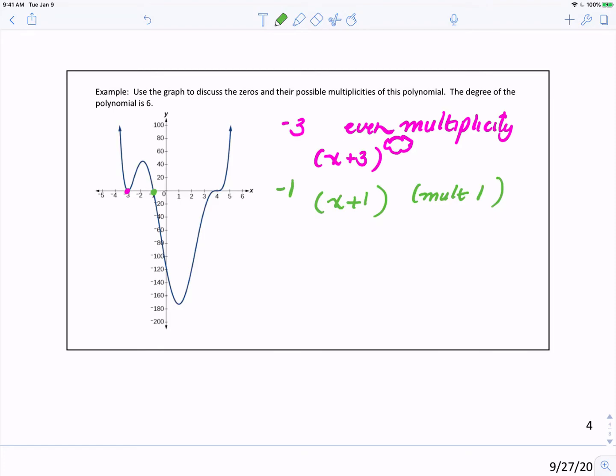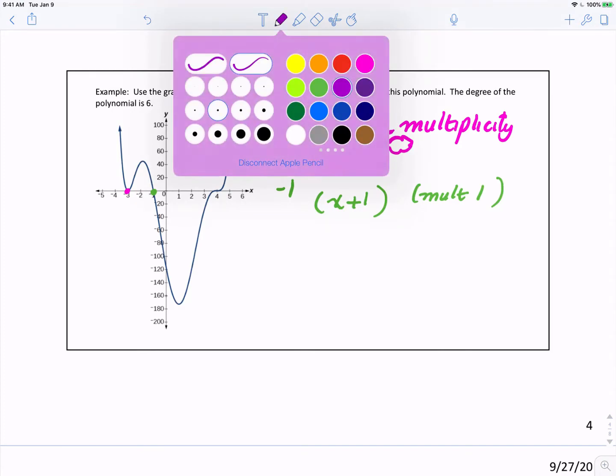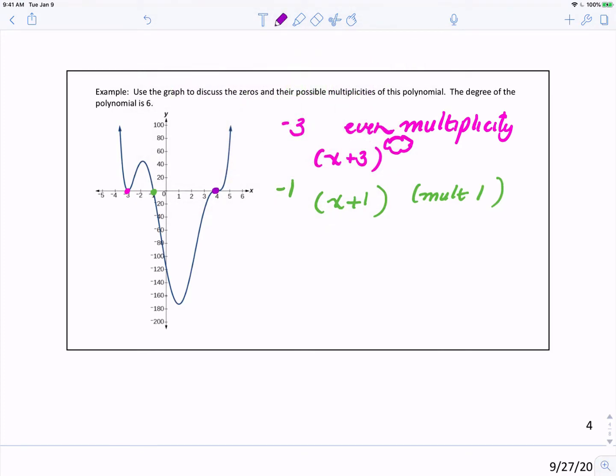And finally, let's look at the third root. It has a third root right here. So it has a root at x equals 4. In other words, x - 4 is going to be a factor. Now see how it flattens out there before it crosses the axis? So it's going to have a power here, and this power is going to be an odd multiplicity.